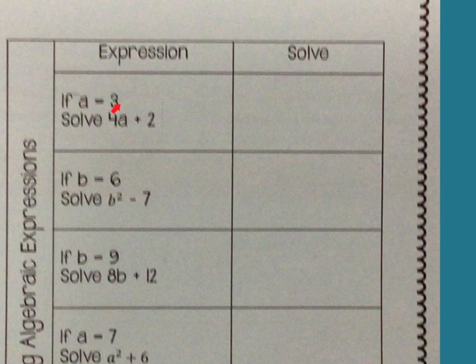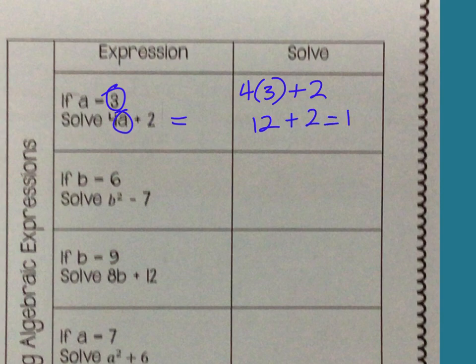If a equals 3, solve what 4a plus 2 is. Okay, so it wants us to solve. There really should be an equal sign right here. It's because we're solving it. So what it means is we're going to substitute this 3 in for this a. So what we're really looking at is 4 times 3 plus 2. So 4 times 3 is 12, plus 2 equals 14. Okay? Let's do one more, and then we'll see if you can do it.